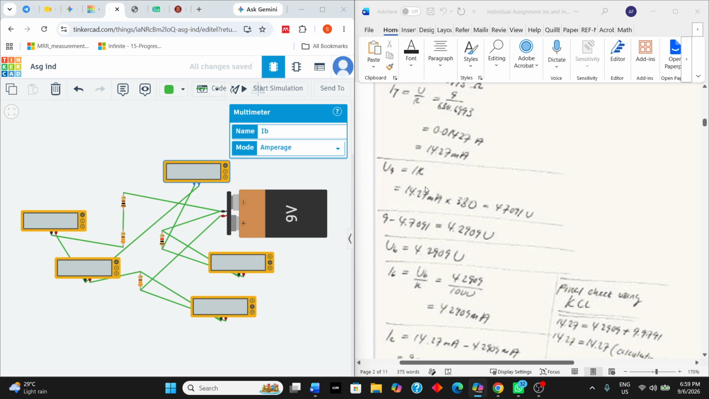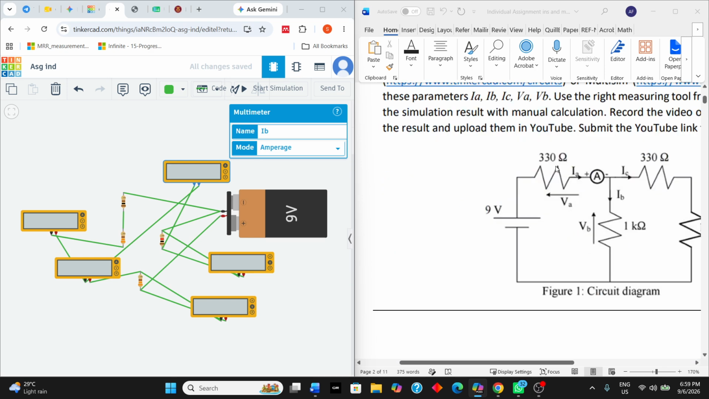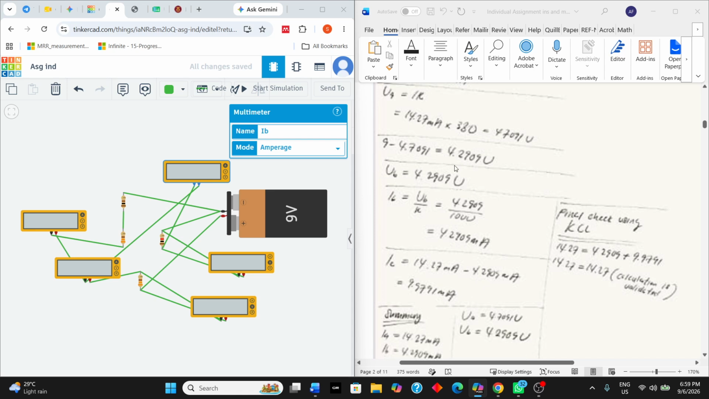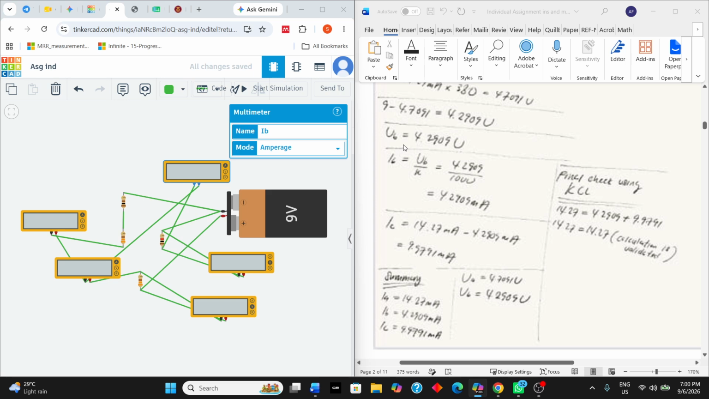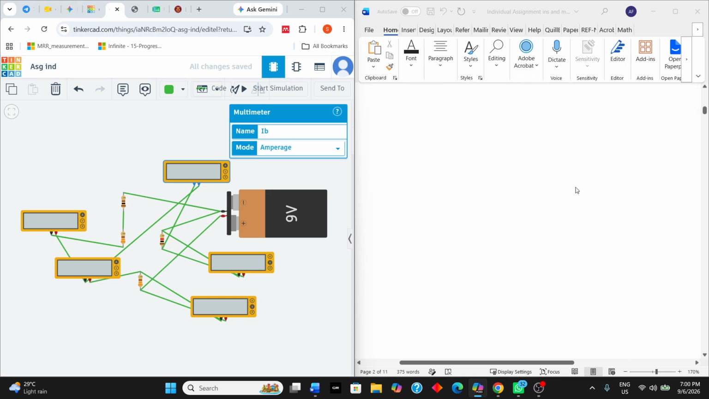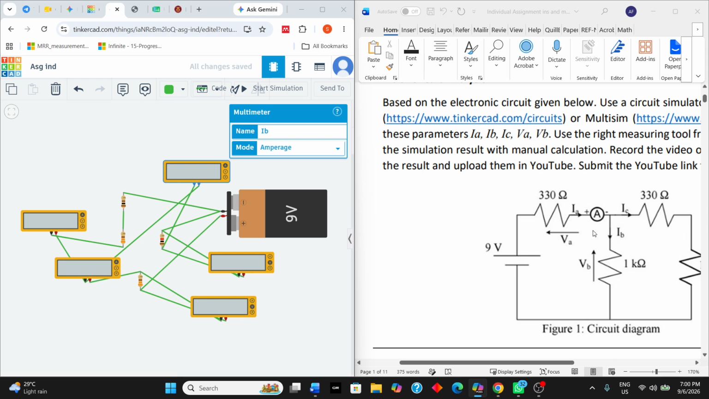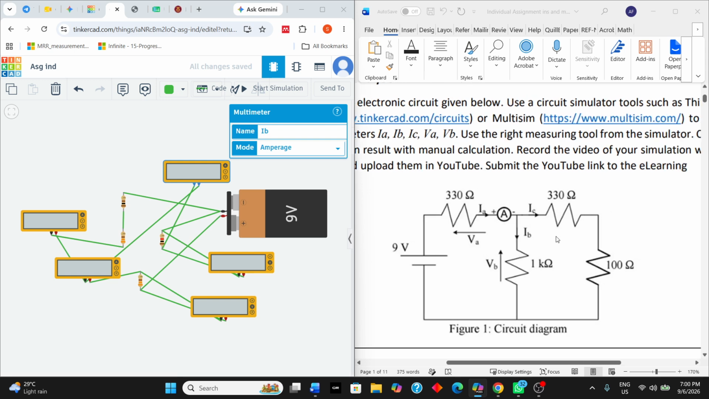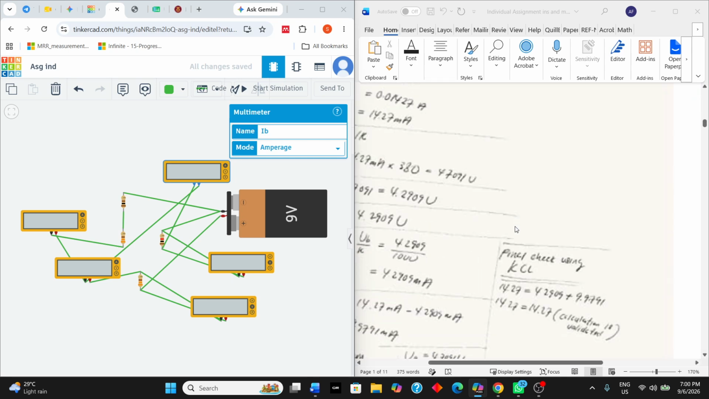After that, we use Ohm's law again to find the voltage A, which is the voltage across the 330 ohm resistor, and we have 4.7 volts. After that, we take the battery's voltage minus the voltage A to find the second voltage, which is around 4.2909, which will be our voltage B, because both of these legs have the same voltage since this is a parallel circuit.